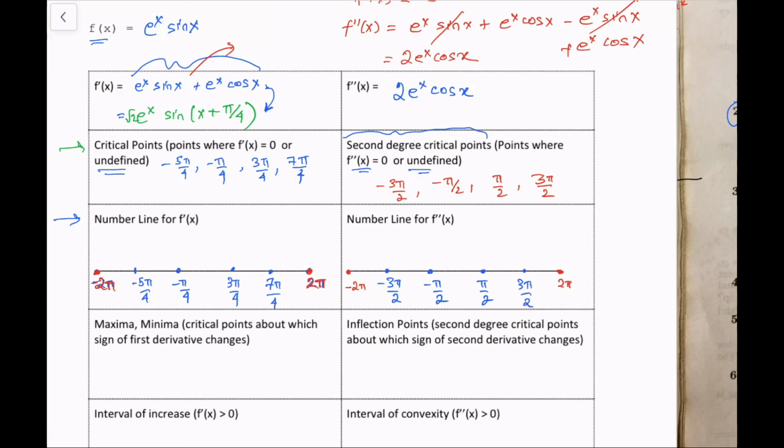So we have a bunch of information available to us now. Next, we want to compute the maxima minima. The maxima minima are basically the critical points about which the sign of the first derivative changes. And then we want to also find the inflection point. The inflection point is the second degree critical point about which the sign of the second derivative changes.